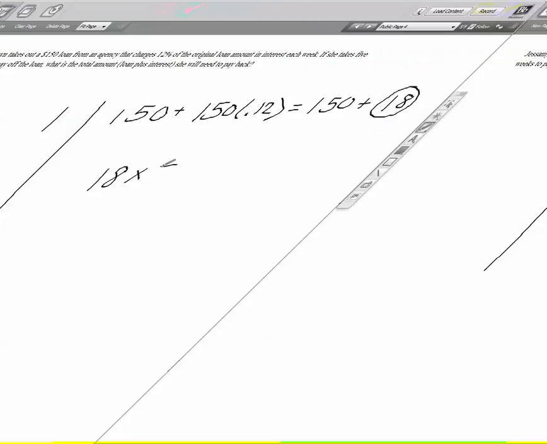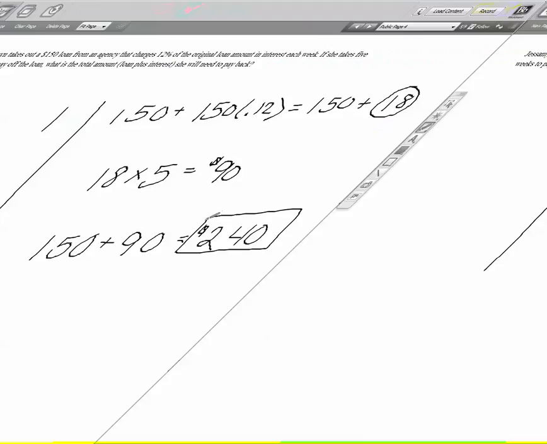If we have to do this for 5 weeks, because the interest stays the same, it's going to always be applied to the 150. So 18 times 5 is 90. So we got to pay $90 back in interest. So 150 plus 90 gives me $240. So she's got to pay back $240 at the end of 5 weeks.